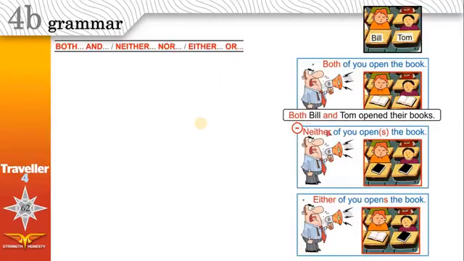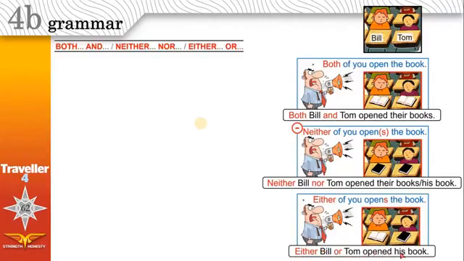What about nor? When the teacher said, neither of you opens the book, neither Bill nor Tom opened their books. Now because this can be plural or singular, you can either say their books or his book. If you want singular, you say his book. You want plural, you say their books. Both are correct. Now either can only be singular. When the teacher said either of you opens the book, either Bill or Tom opened his book. With either, we use or. And we've finished the second grammar.